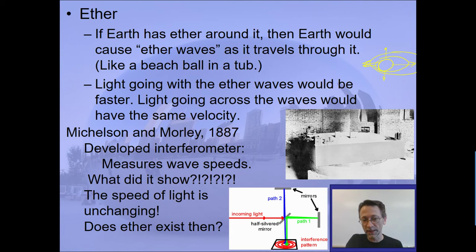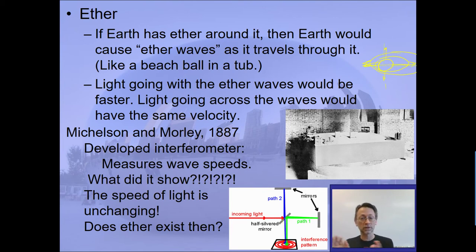So some of the light comes through, hits a mirror and reflects and comes back again. Some of the light comes up here, hits this mirror and comes back again. And then there's this interference pattern down here. And if they interfere correctly, then it would show that the speed of light is the same no matter what, because you think through that this one here might be traveling this way on the Earth, but this one here is traveling this way on the Earth.